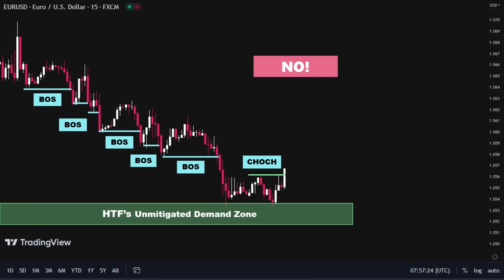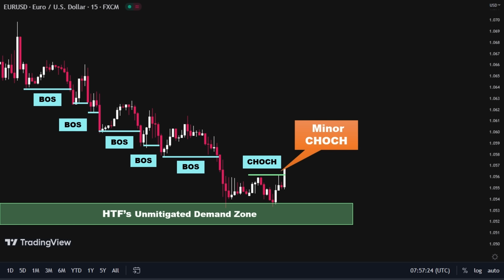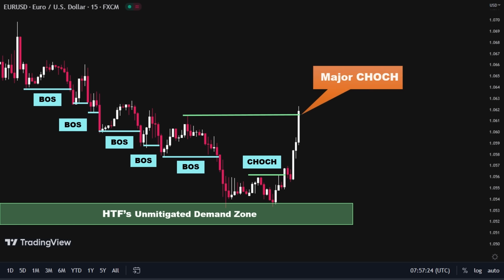So guys, in this case, by the appearance of this minor change of character, we cannot be sure that a market structure shift is going to happen, so we should wait for price to make a major change of character. For having a major change of character, price must break and close above this market structure, which has created a bearish BOS. So, traders, as you can see, we have a major CHOCH here that indicates the downtrend is over, and a market structure shift is going to happen.